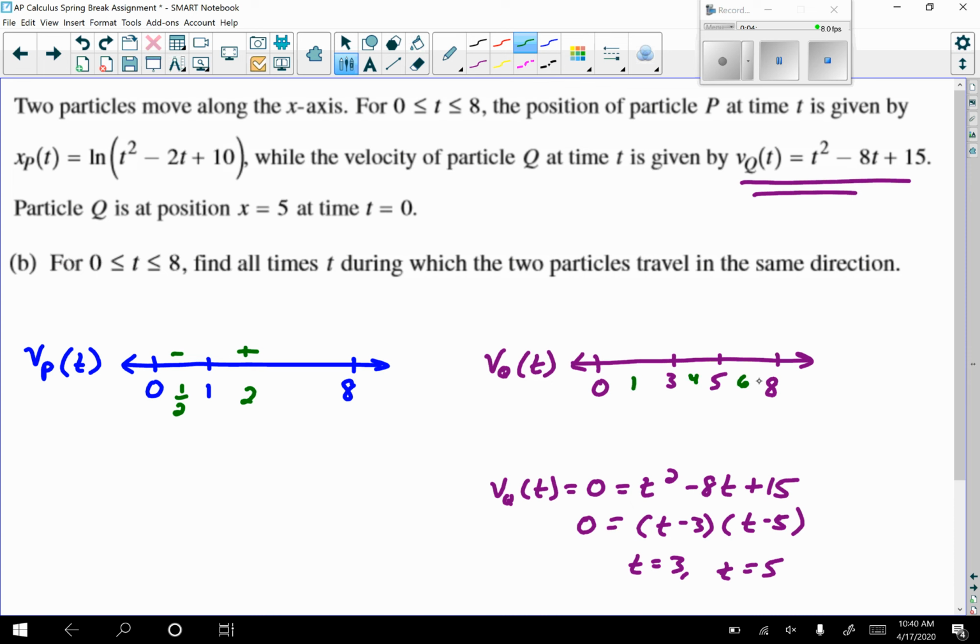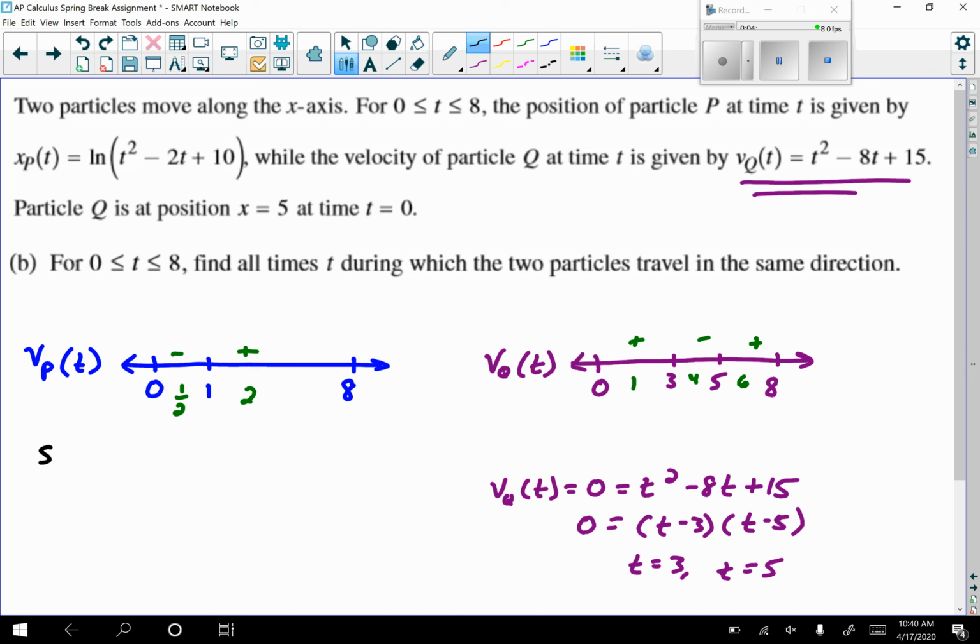So between 0 and 3, all of these values are going to be positive if you just substituted that in real quick. At t equals 4, so between 3 and 5, we should be getting a negative value and then positive afterwards. So we're looking for the same signs here. So I'm actually going to go ahead and write that out.